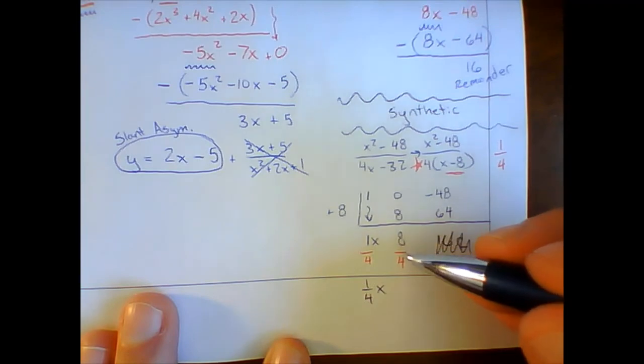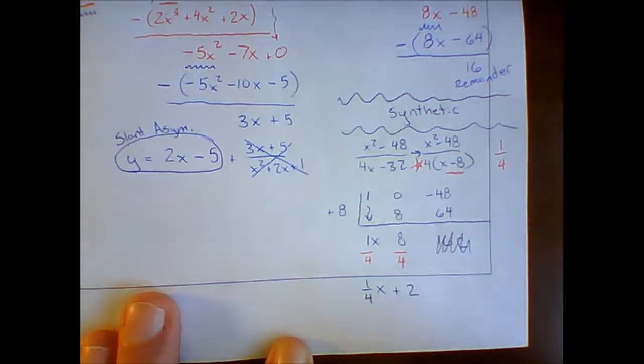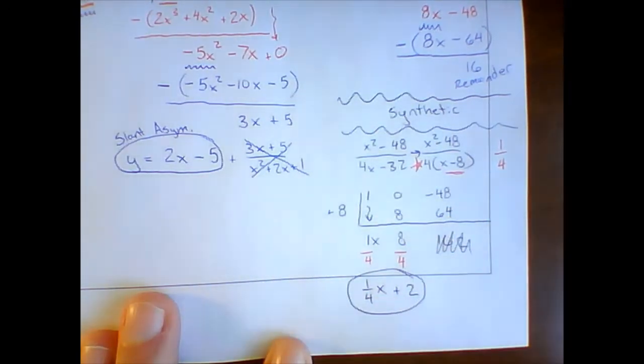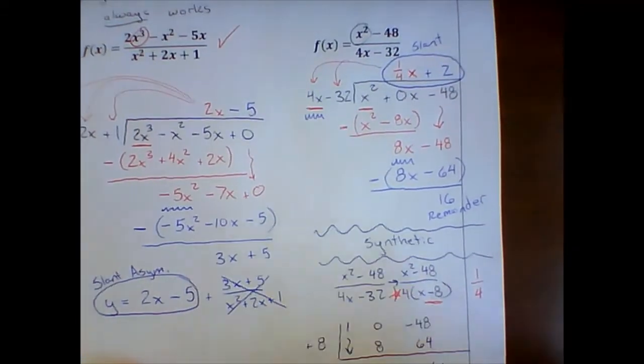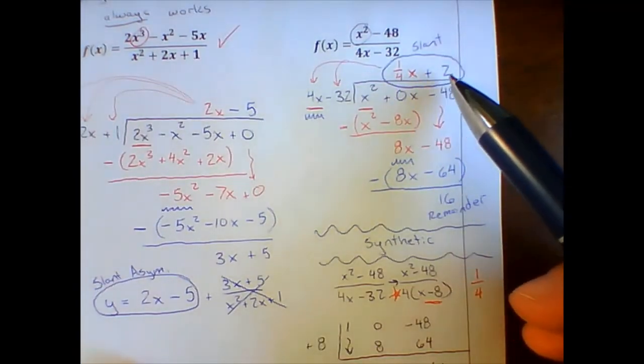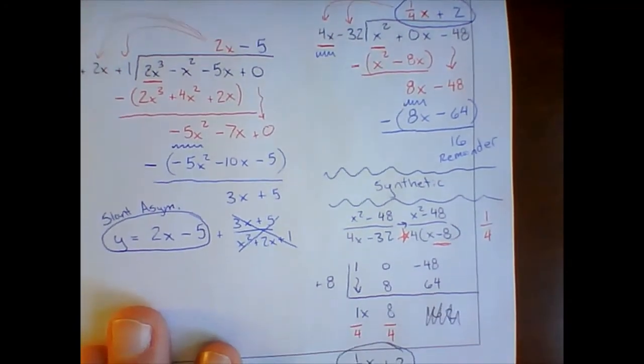So you get 1/4 x, and then 8 divided by 4 is going to be a positive 2. We're skipping the remainder because we're headed for infinity. The remainder doesn't matter. Infinity plus 2, and plus 16 even, doesn't even matter. And hey, look, that's the same answer.